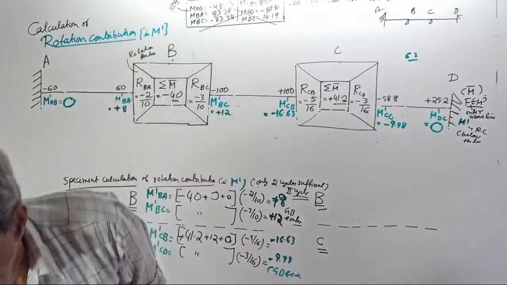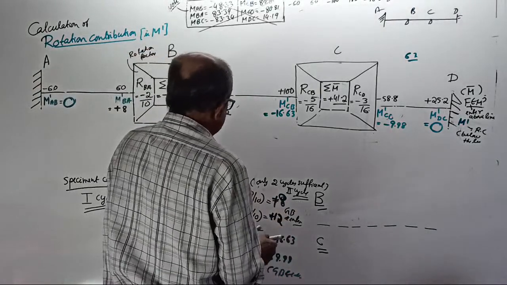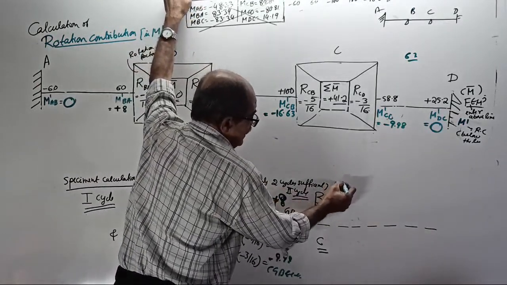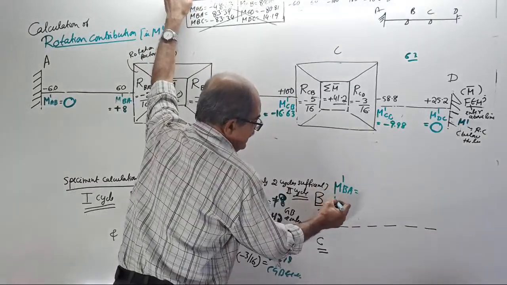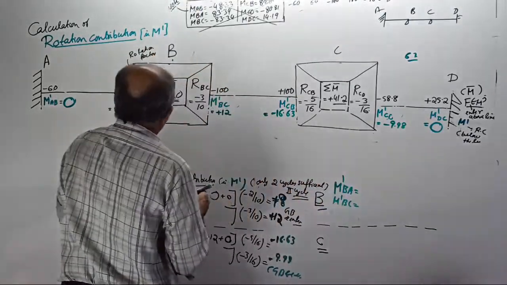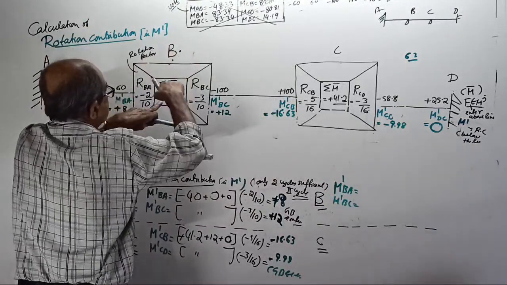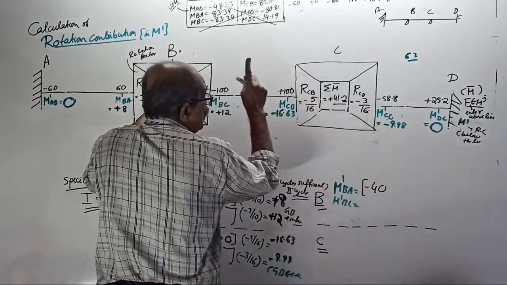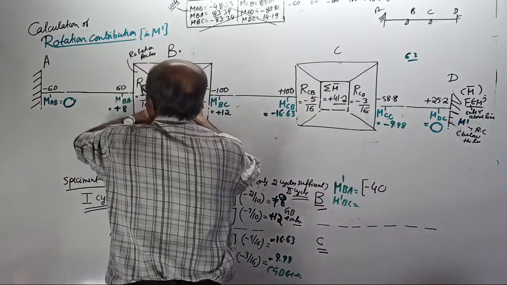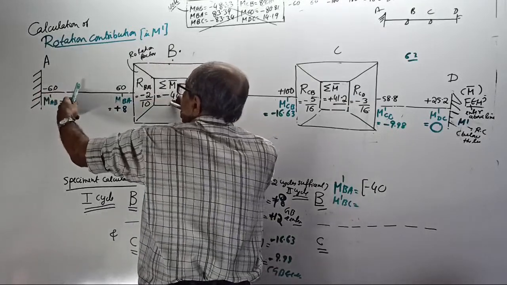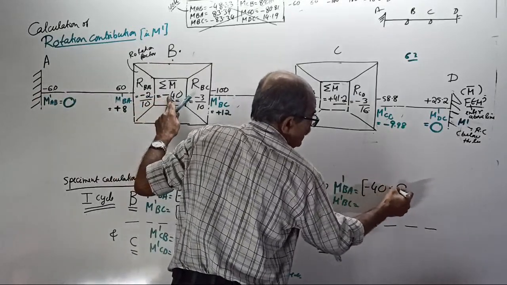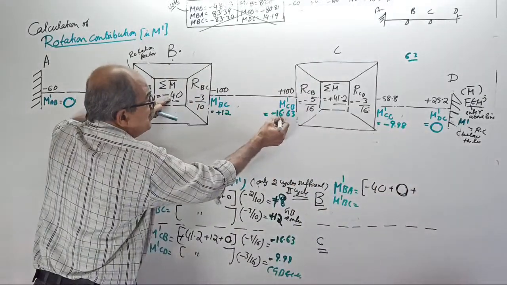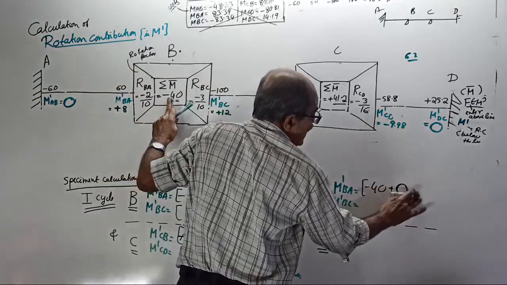Okay, now go to second cycle. Second cycle. Once again come to B. What do you want? We want M dash BA and M dash BC. Start. Come back once again to B. Sum of the FPMs minus 40 or crude method inside the box value plus far end value. There it is absolutely 0 plus far end this side. Oh, new value is there.